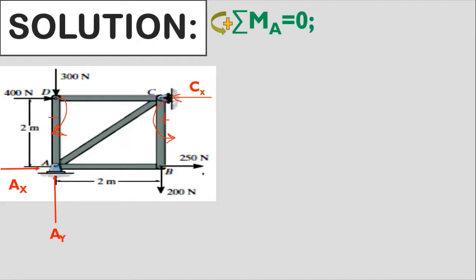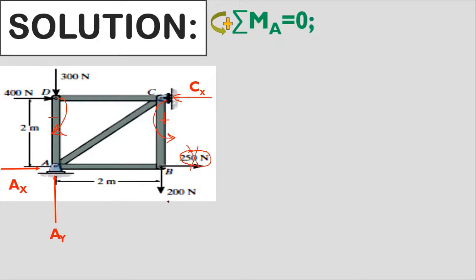And how many forces are left? This one will become 0, because it is exactly lying on the same line of action at joint A, so it has no vertical length. Sorry, not horizontal, because this is a horizontal force, so it needs vertical length. So it will become 0, and we will not put it here.